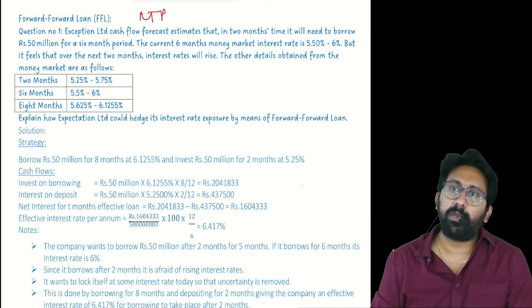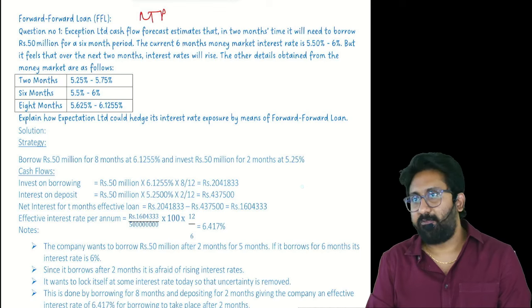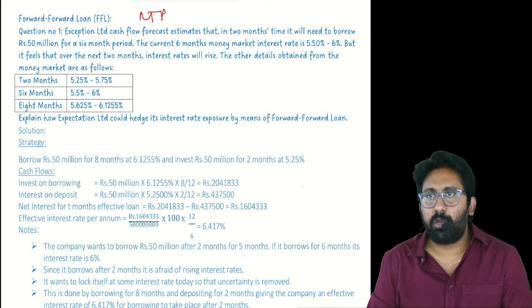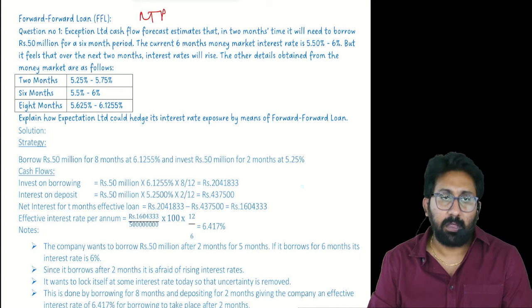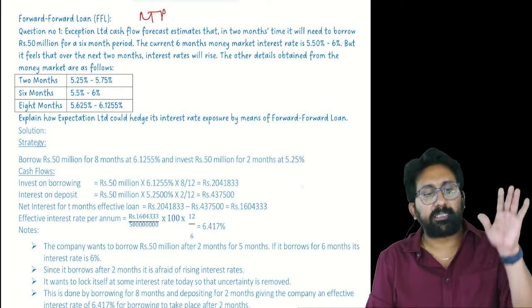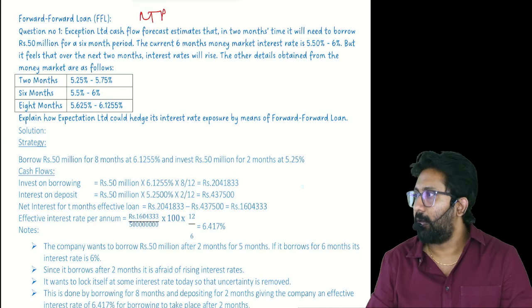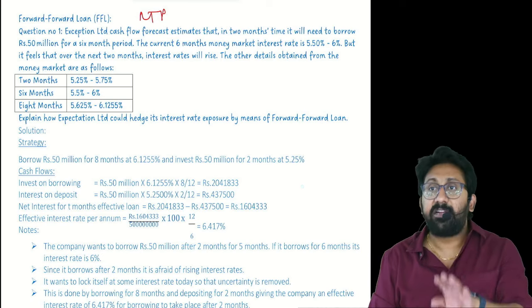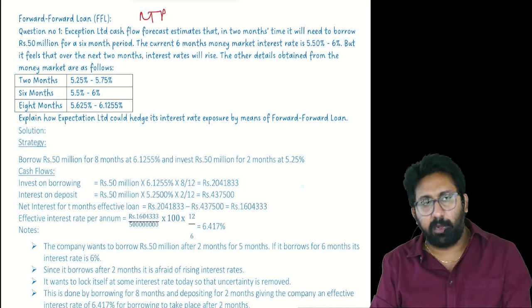Controllable or uncontrollable? Foreign exchange rates, controllable or uncontrollable? Share prices, controllable or uncontrollable? Next, interest rates, controllable or uncontrollable?